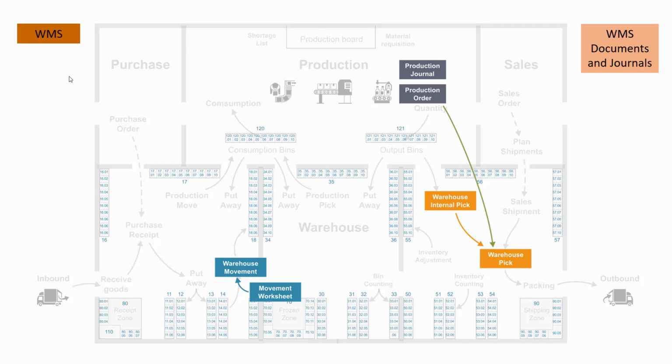You can also move the items into the production area. You have to use a movement worksheet and enter the lines manually to create a warehouse movement. And you can't calculate the bill of material from the production order, so you will have to enter all the lines manually in this scenario.